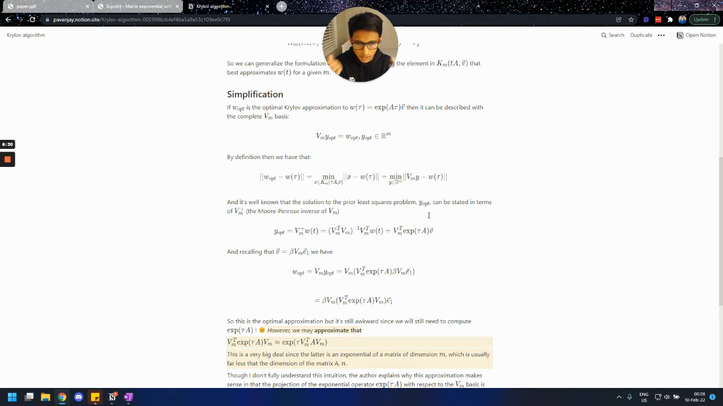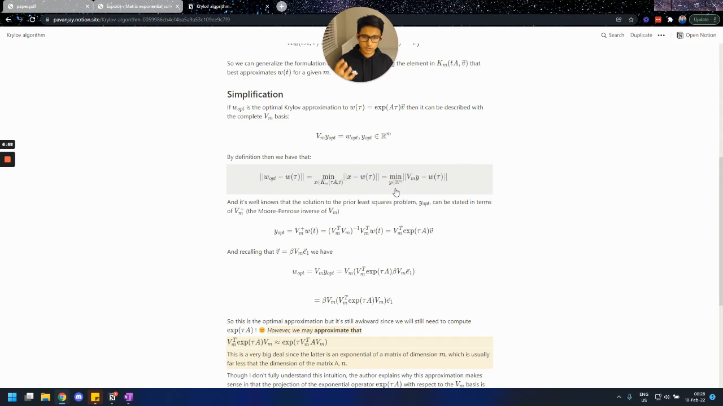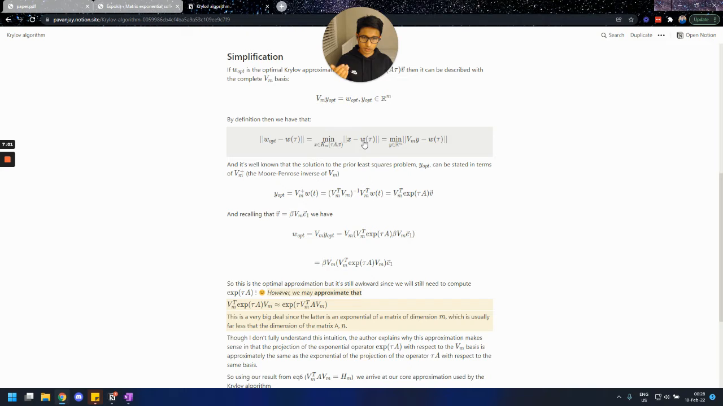So it's basically just saying the optimal vector in the Krylov subspace is what we're looking for here. But why it's phrased in such maybe a peculiar way is because this is actually a least squares problem, and it turns out that the solutions to least squares problems are well known, and the best set of coefficients, again, that's what we're trying to find here, to approximate best W of tau, can be stated in terms of the Moore-Penrose inverse of V sub m, which is this.